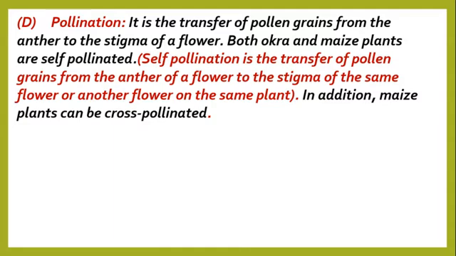We're saying that both okra and maize plants are self-pollinated. And what do you mean by self-pollination? It is the transfer of pollen grains from the anther of a flower to the stigma of the same flower or another flower on the same plant. So let's take note of that.